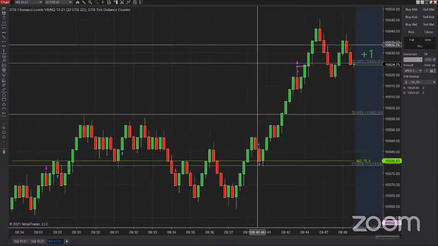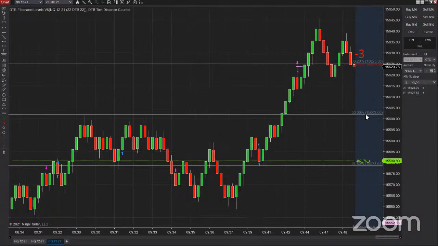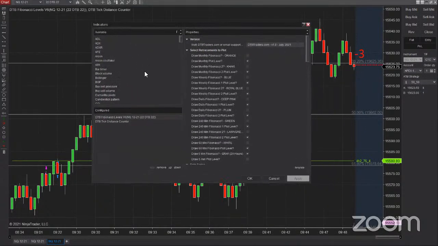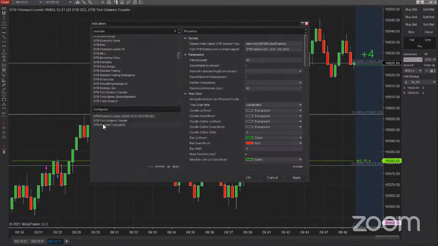So that's a 22 bar. And if you go and load up your indicator now, so you've got your Fibonacci levels, which is a definite must. And then the next one that you load is your shadow trading one. So load up your shadow trading.